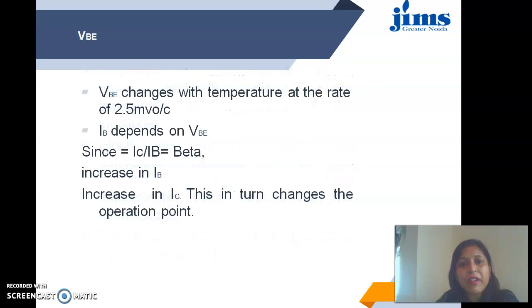Then VBE. VBE changes with temperature at the rate of 2.5 millivolt per degree. And IB depends on VBE, since beta equals IC upon IB. Therefore, the change in IC also changes the Q point. So every time we get the conclusion that IC is changing, and this change in IC shifts the Q point, because the coordinates of the Q point are VCE and IC, where IC is VCC by RC.